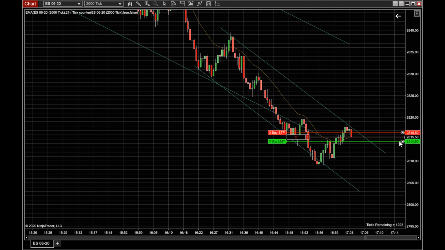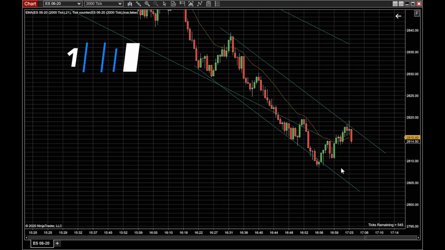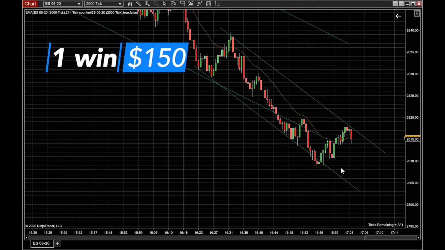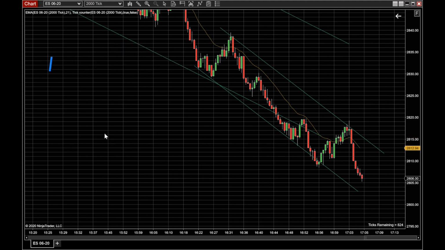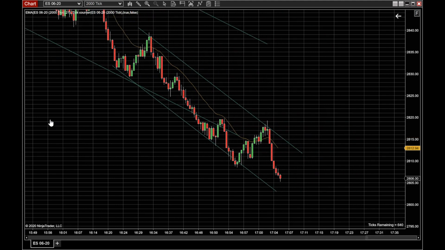So here we got filled. There is a little bit of resistance here, and then it just collapsed down and made our 1-point profit. So just a couple of minutes later, it just completely sold off by about 8 points.